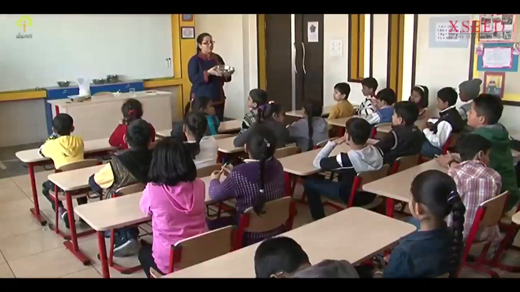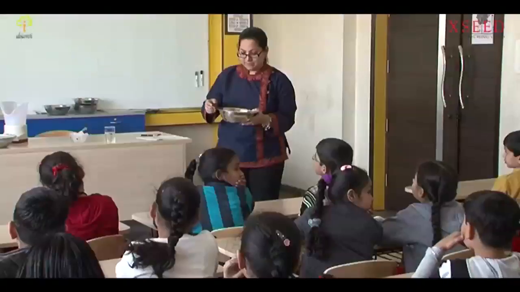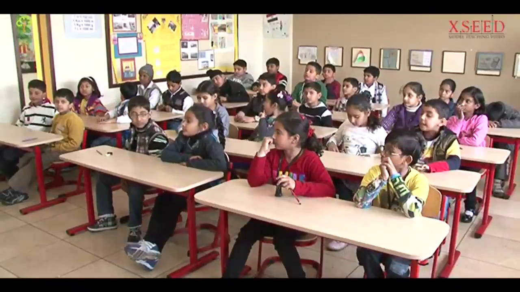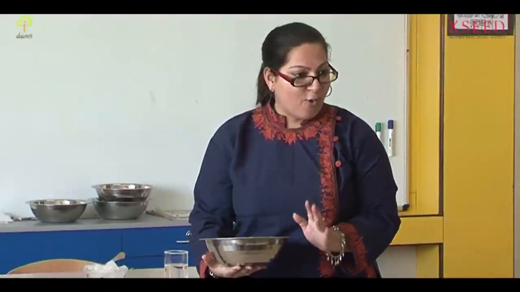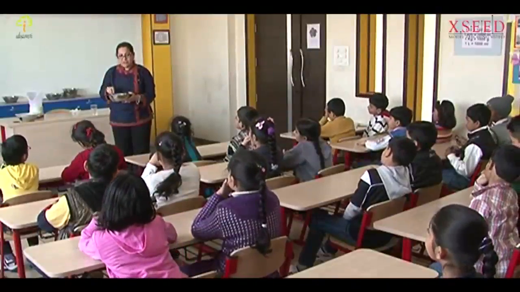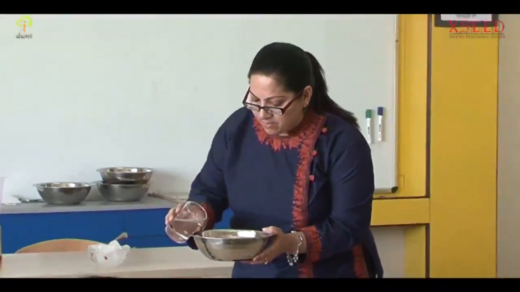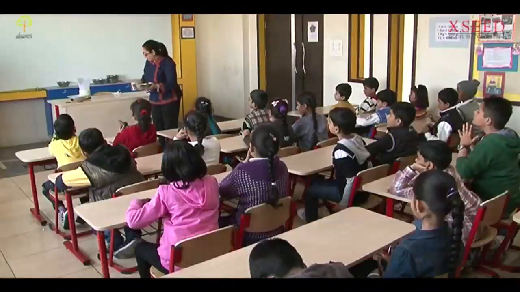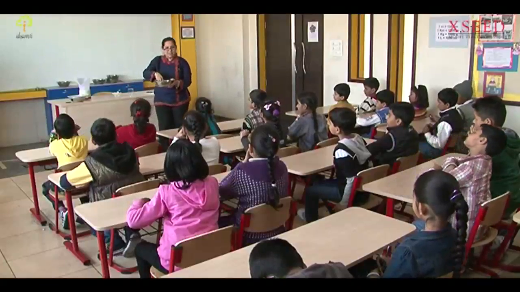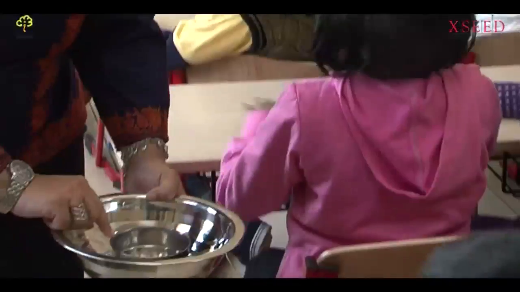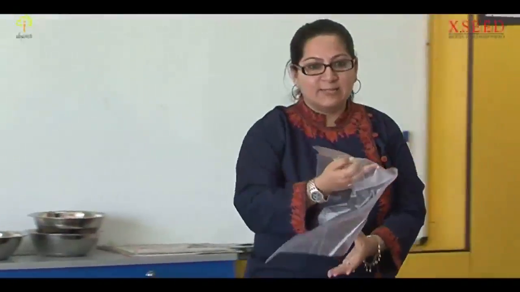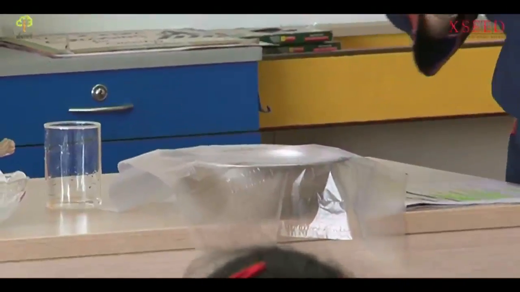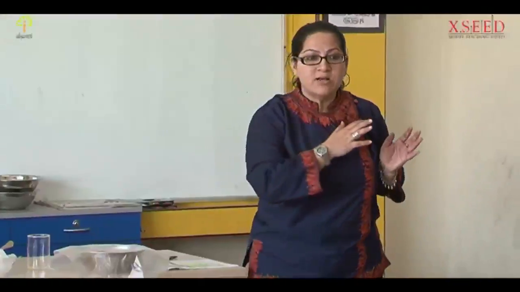So what we're going to do is, we're going to try and make the model of a water cycle. So you know what this is? This is a bowl, and what I am going to put in here is water. So in my model, this bowl is an ocean, and I'm going to put some water into this ocean. Now, can you see this? This is my land. This is the ocean. This is my sky.